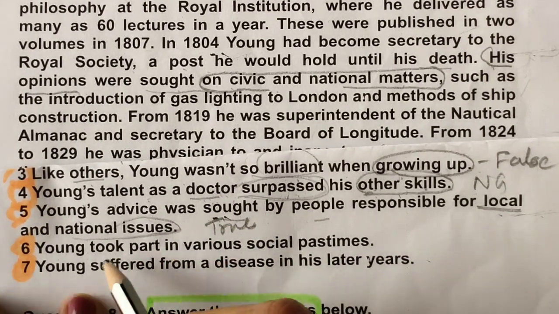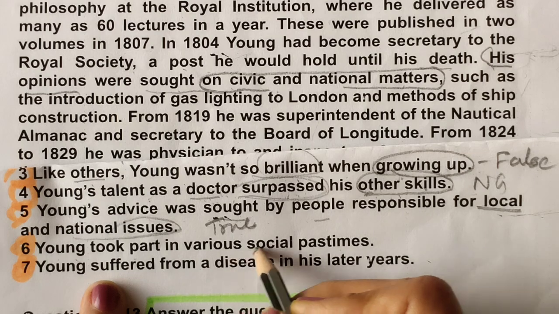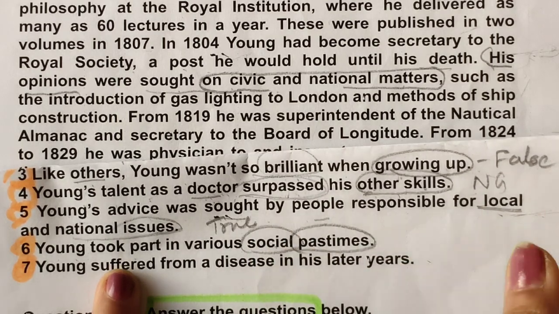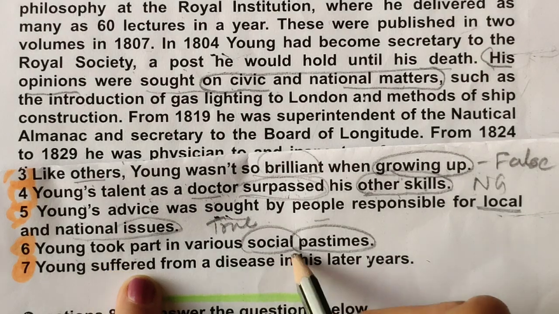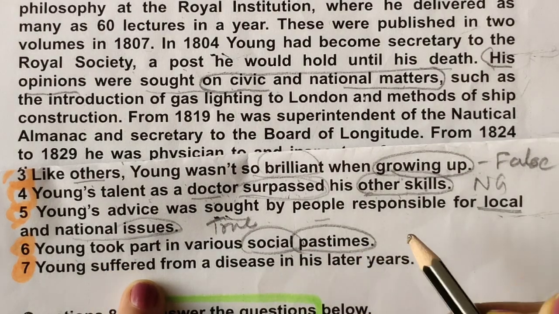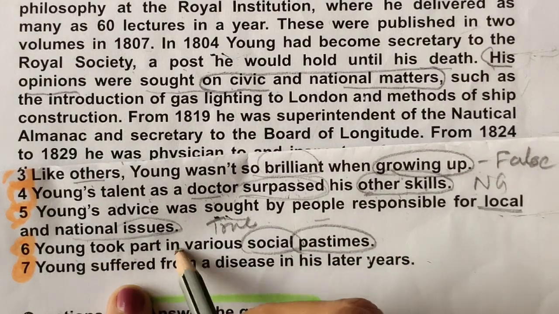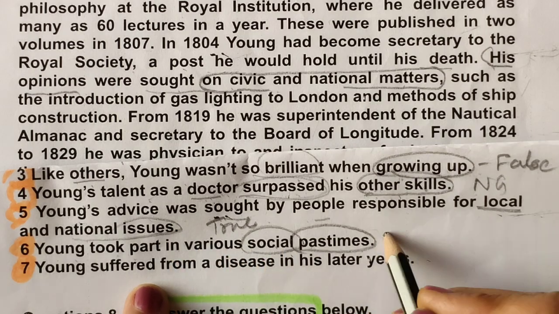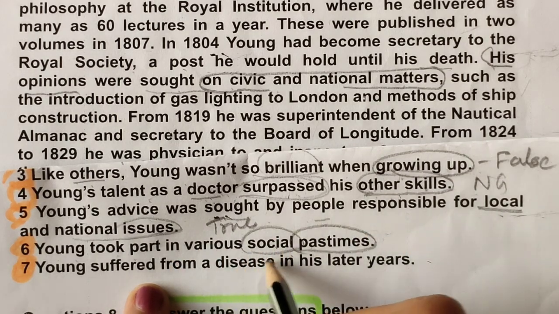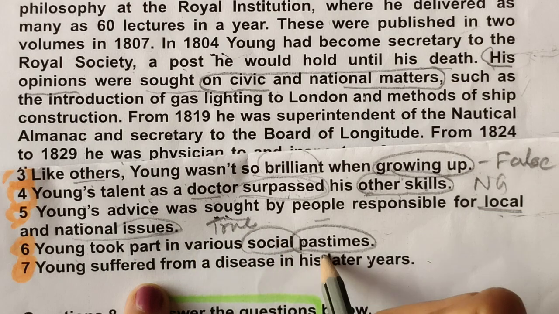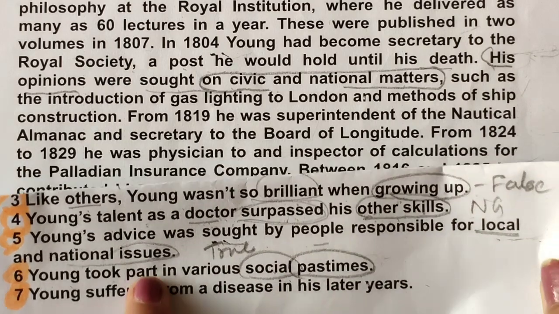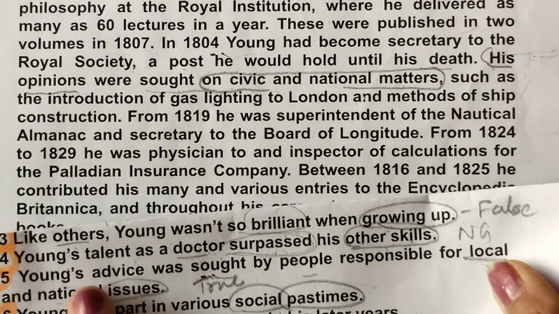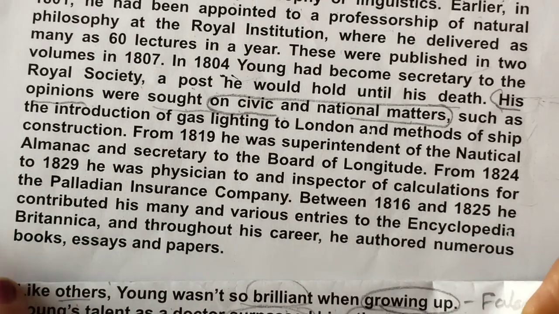Now sixth number. Young took part in various social pastimes. Okay, social. He took part. If he took part in various social pastimes, it means true. And if he was not interested and didn't take part in social pastimes, then it will be false. And if they are not talking about his social pastimes, means entertainment and all, something like that, then not given will be there. So let's see.